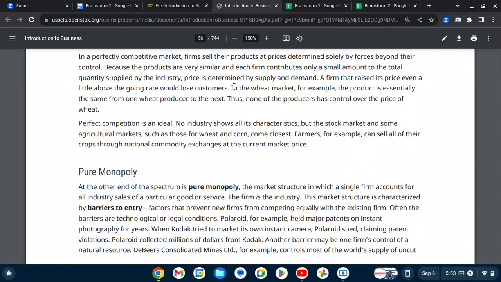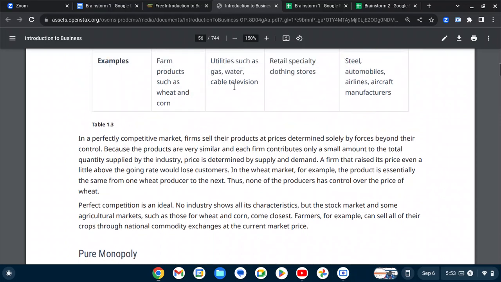Perfect competition is an ideal. No industry shows all its characteristics, but the stock market and some agricultural markets, such as those for wheat and corn, come closest. Farmers, for example, can sell all of their crops through national commodity exchanges at the current market price. Pure monopoly.